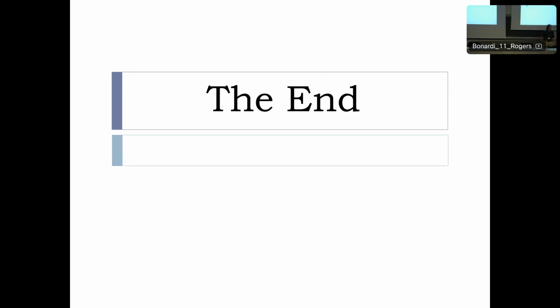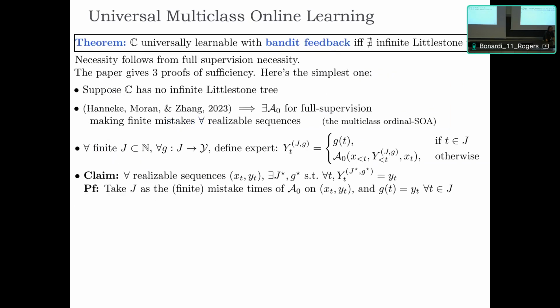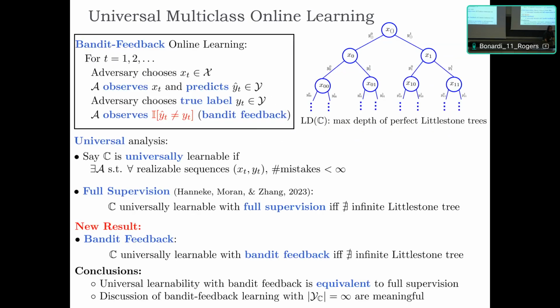I'm not an expert in universal learning, but it seems like now universal learning is equivalent to the Littlestone dimension being finite, whatever the feedback nature is. Whether you have full information, full supervision or bandit feedback, your class C is universally learnable if and only if the Littlestone tree has a finite dimension.